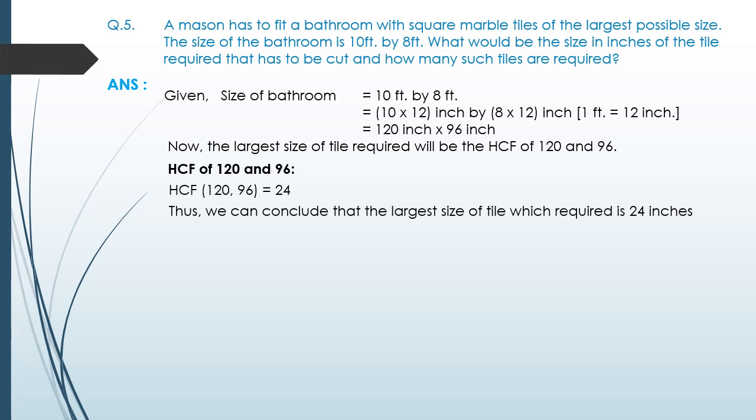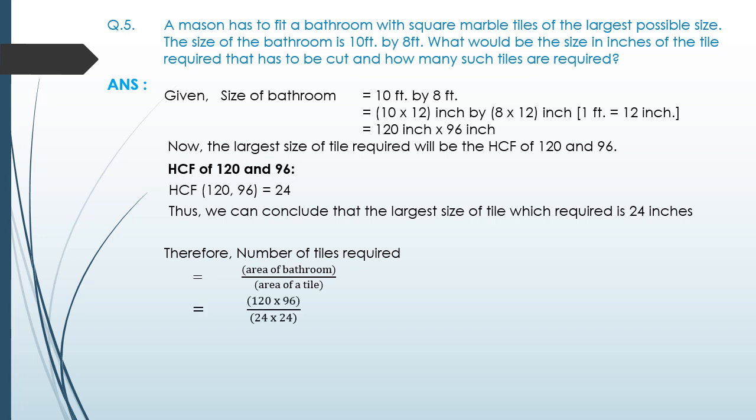Okay, this is the conclusion of the first one. Thus we can conclude that the largest size of the tile which is required to fit in the bathroom is 24 inches. The second part of the answer, therefore the number of tiles required is equal to the area of the bathroom divided by the area of one tile. Area of the bathroom, it is rectangular, so it will be given by 120 into 96 square inches, and area of one tile, as it is a square, we can write side square, that is 24 into 24 square inches.